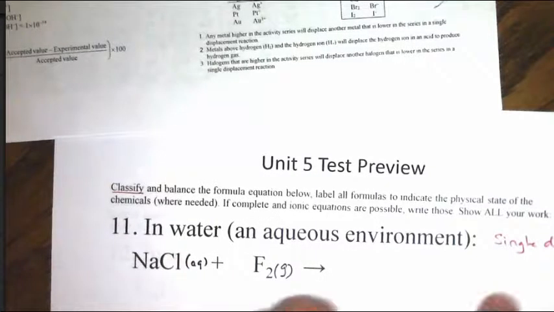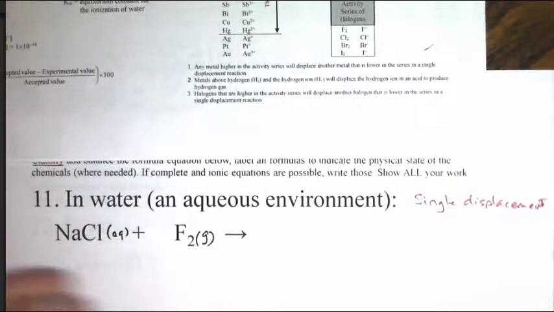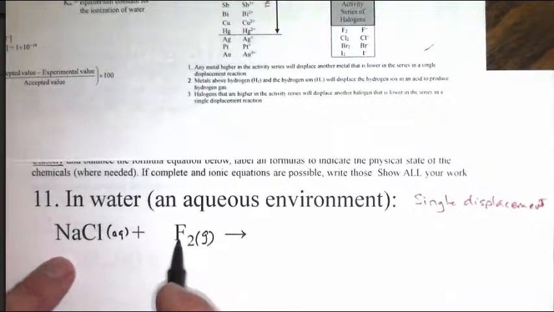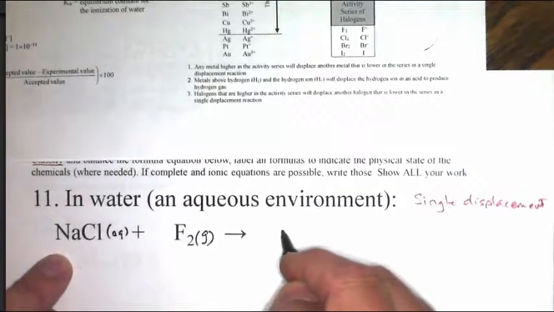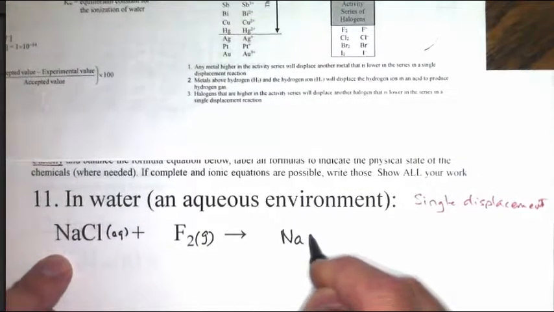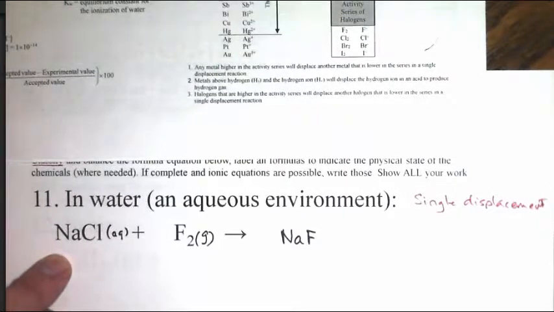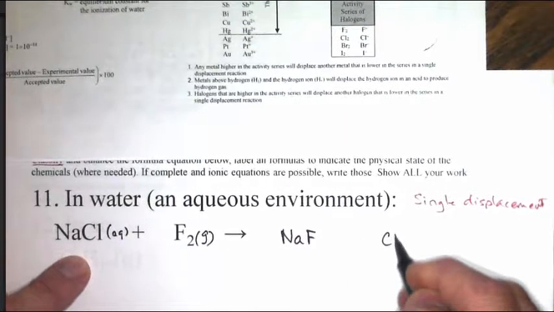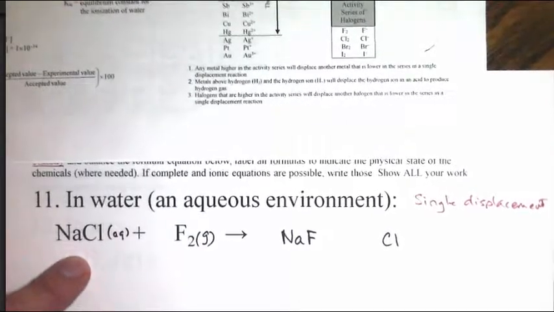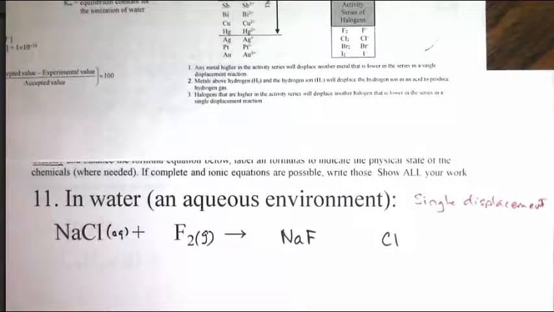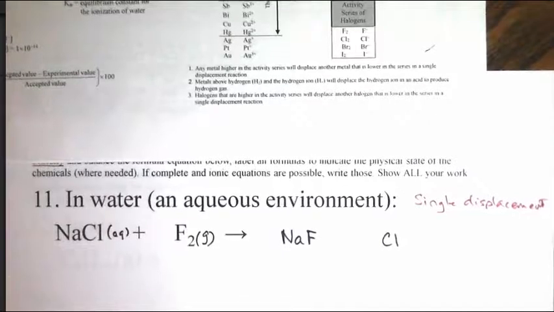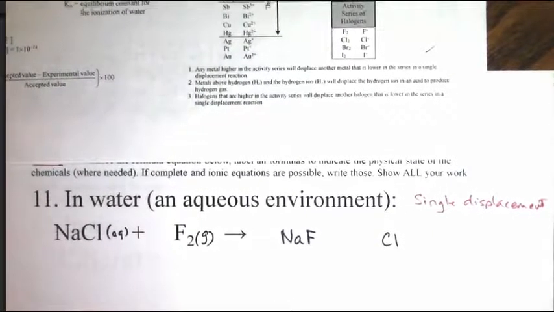Okay? So F will displace the chlorine. That's why we call it single displacement. So F then is going to join up with Na. Front parts always stay front parts. And that means Cl is by itself. It doesn't really matter with single replacement whether you go with the physical states first or balance the formulas first. It matters with double replacement because you want to figure out driving forces for double replacement.